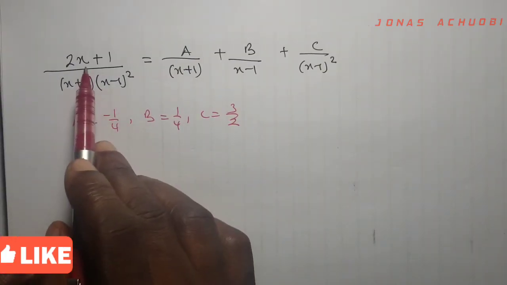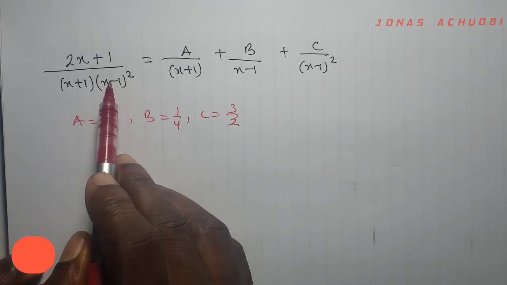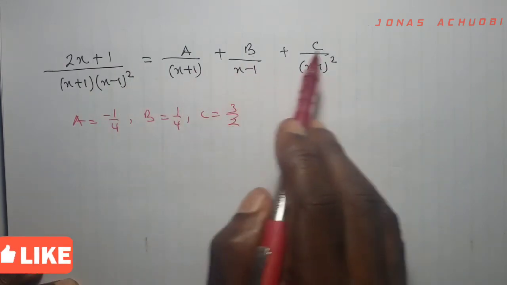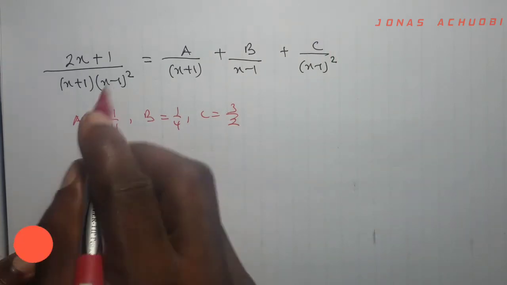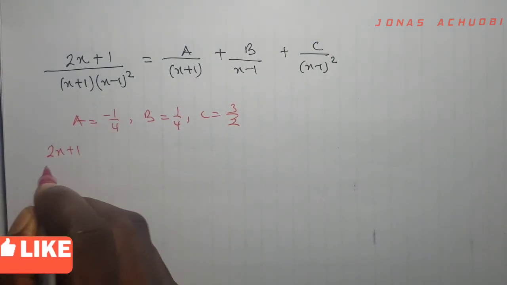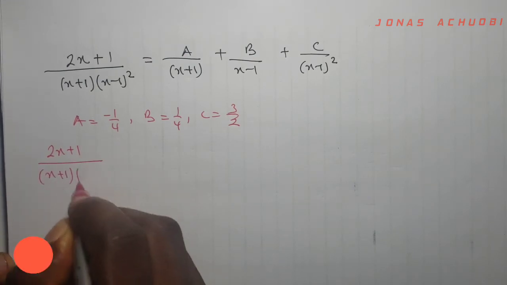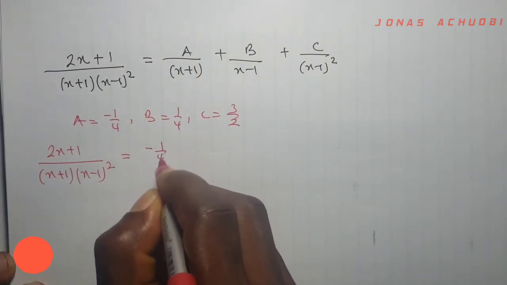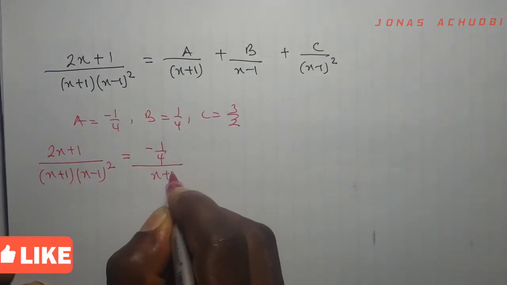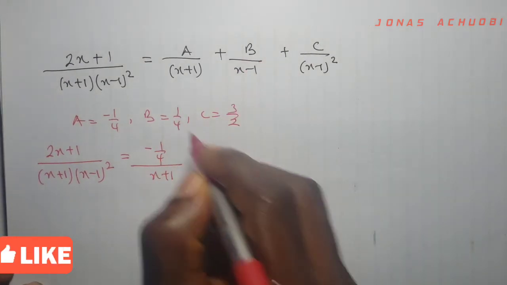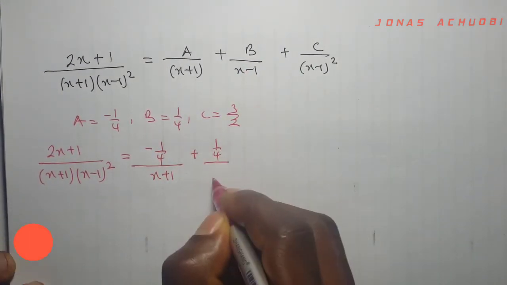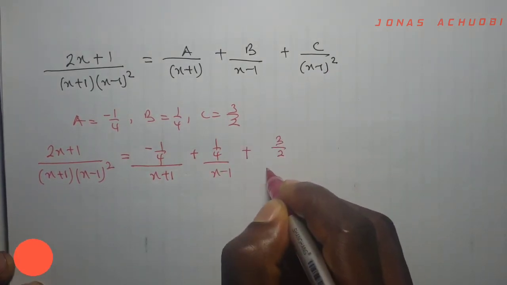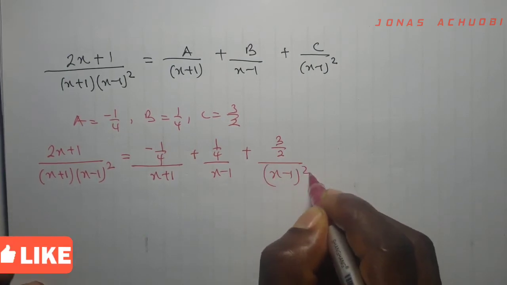So we had 2x plus 1 over x plus 1 into x minus 1 all squared as this. Now the values of a, b, and c have been found. So we go back to put them there. So we now have 2x plus 1 over x plus 1, x minus 1 all squared equal to, what is a? Our a is negative 1 over 4 all over x plus 1 plus b. What is b? Our b is 1 over 4 all over x minus 1 plus c. What is our c? Our c is 3 over 2 all over x minus 1 all squared.